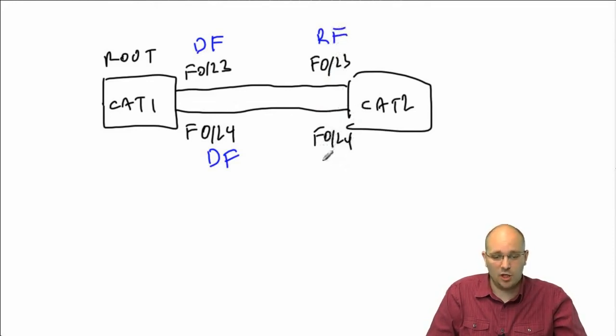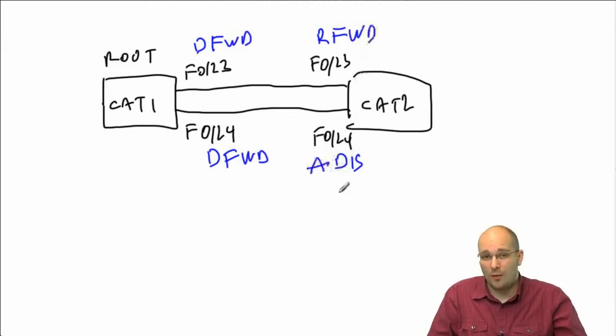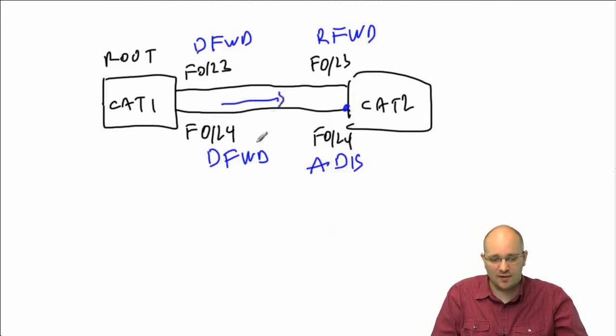But this port here will be discarding, so let's just write this here. Let's be clear what I mean by this. And this port here will actually be an alternate port. Why would it be an alternate port? Because this port does receive a BPDU that leads back to root without going back through Cat2 itself.